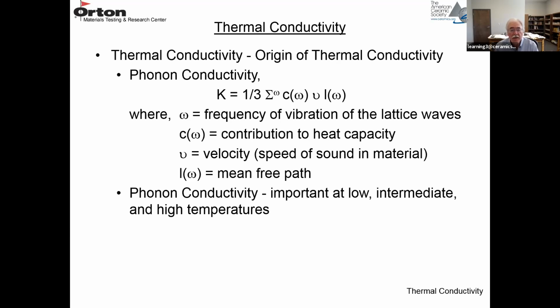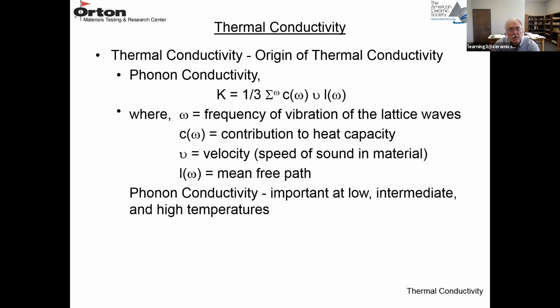C omega is the contribution to heat capacity at each mode of vibration. Nu is the velocity, the speed of sound in the material. And L omega is the mean free path, which is a function of the frequency of vibration. So the heat capacity is the summation over all these lattice vibrations. The thermal conductivity is the summation over all of these lattice vibrations of the heat capacity times the mean free path, which is frequency dependent, times the velocity of sound in the material. The phonon conductivity is important at all temperatures, low, intermediate, and high. It's how the materials conduct heat.